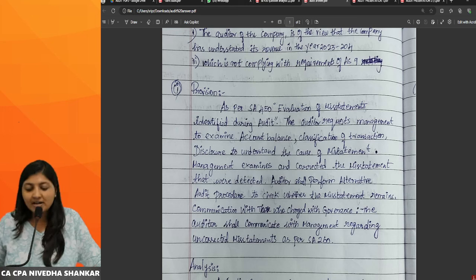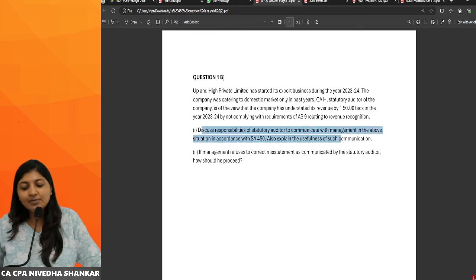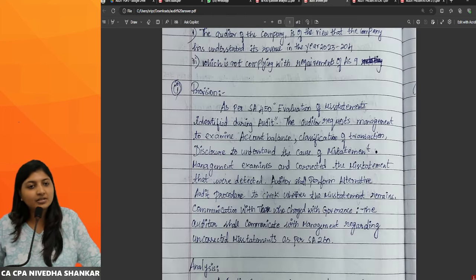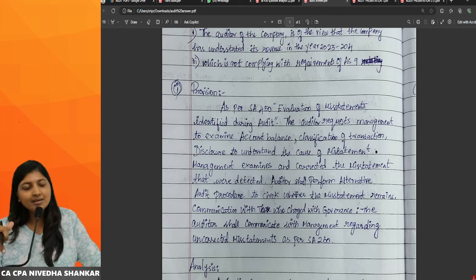Auditor shall perform alternate audit procedures to check whether misstatement remains, communication with those charged with governance, SA 260 reference. All of those things apply if he has corrected the misstatement. What is the question asking? The first question is clearly saying the responsibility of the statutory auditor to communicate with the management in the above situation. What should you communicate? They are asking only that question. They are not asking, after you have communicated and they have corrected, then what should you do? Only then you have to write about alternate audit procedures and all of those things.